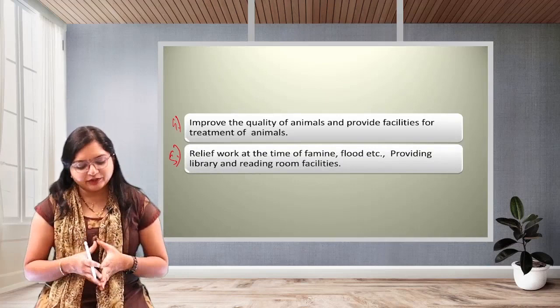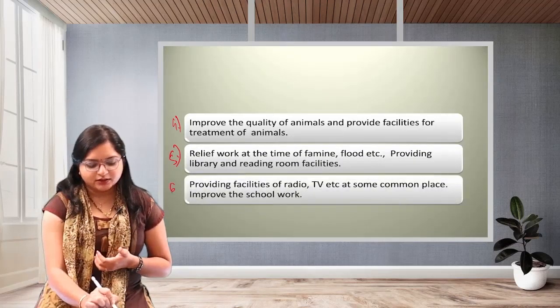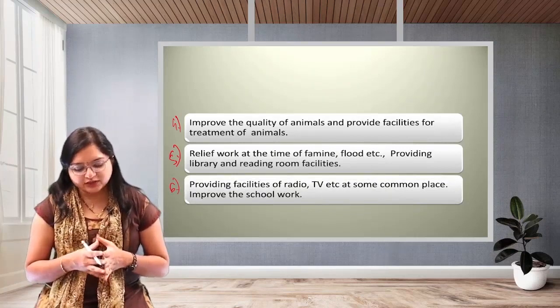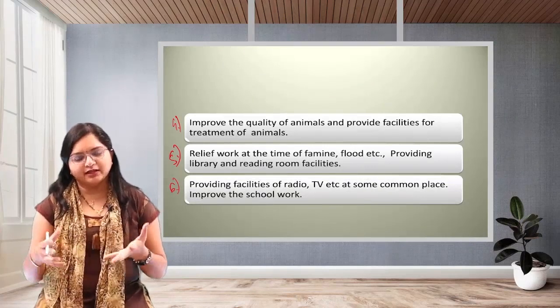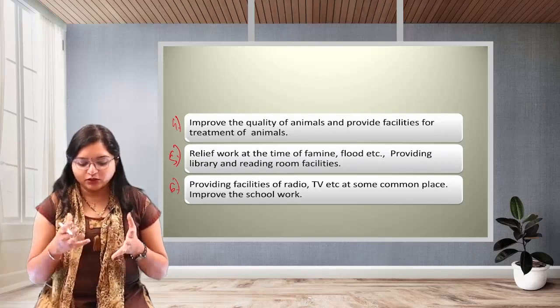And providing library and reading room facilities to the people. The sixth is providing facilities of radio, television, etc. at some common place where they can unite together and they can entertain themselves and improve the social work.